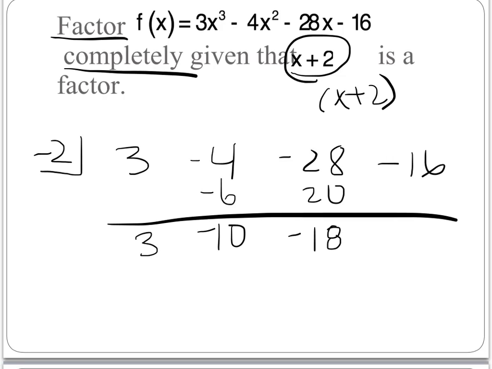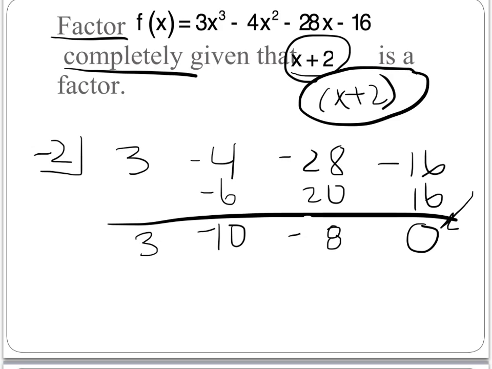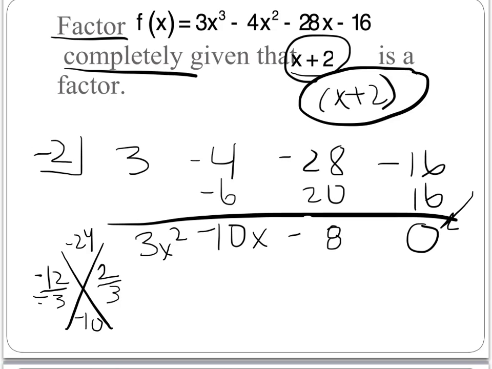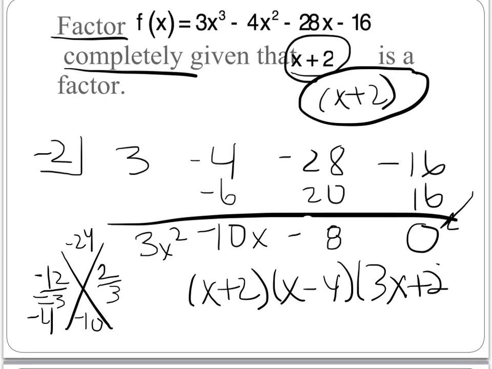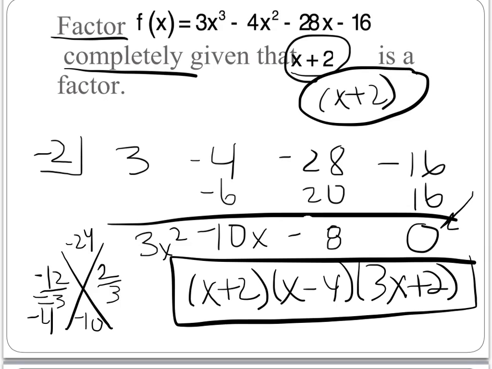Let's erase that. And then we get positive 16, and when we add that together, we end up with 0. So this is one of the factors because this is 0. And what we have left over is 3x squared minus 10x and then minus 8. And we can factor that using our x. We get negative 24 and negative 10, which gives us negative 12 and positive 2. And then we divide by the a and reduce. This one is negative 4. So our factors are x plus 2, and then we get x minus 4 and 3x plus 2. Just like that.